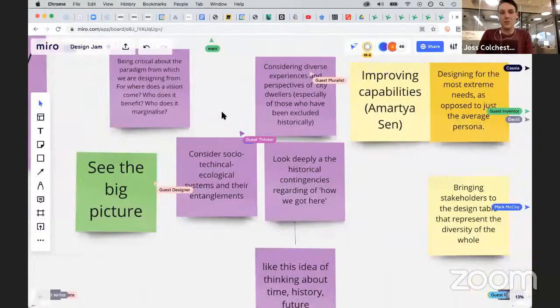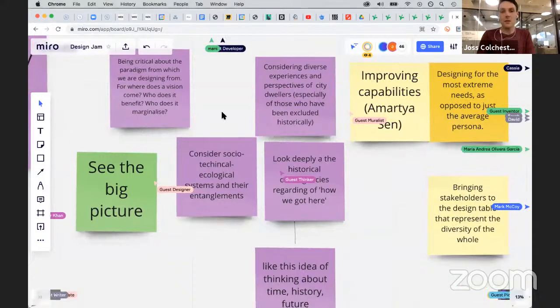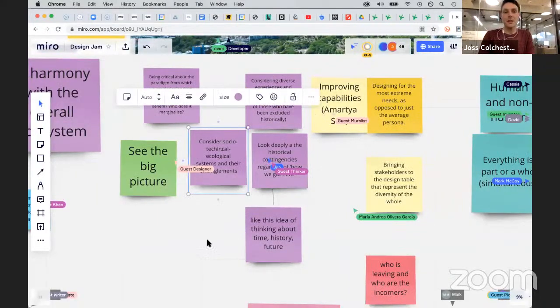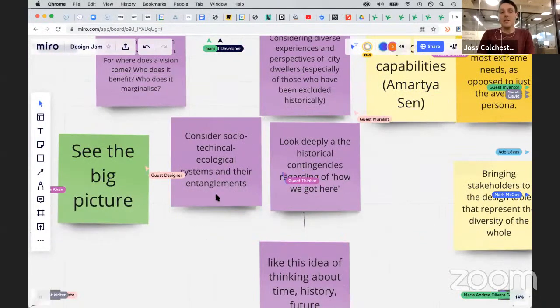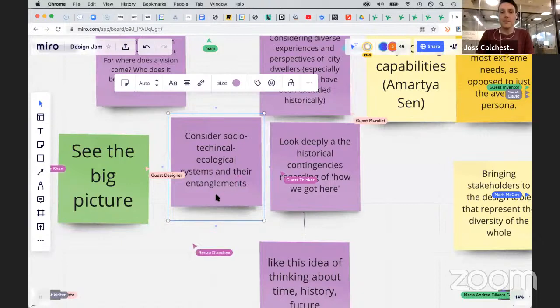Indeed, consider socio-technical ecological systems and their entanglement. Anybody want to talk on this? Who's the pink person? Or the purple person, I should say. A lot of complexity here, isn't there? I mean, think about that. That's part of why we don't do it, isn't it?